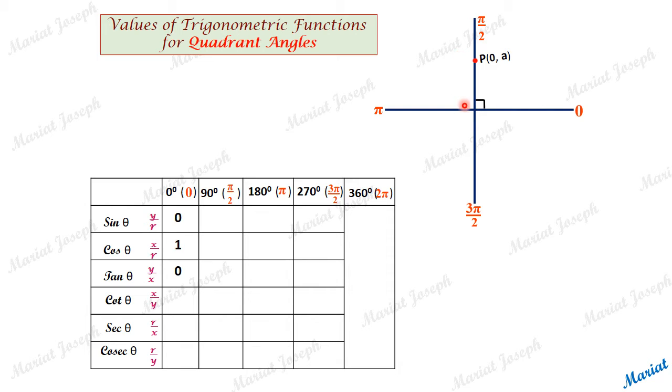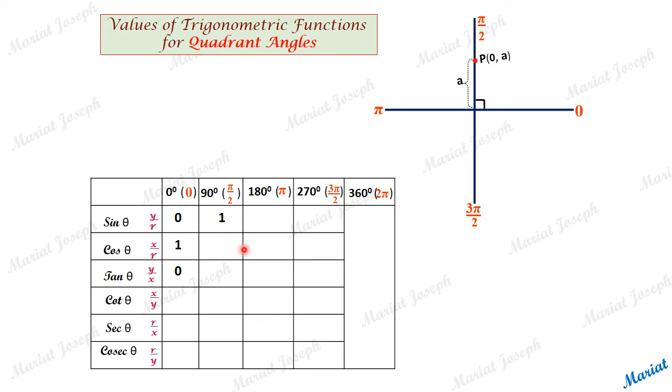Any point on the positive direction of the y-axis will look like (0, a). Having its distance from the origin a units, the y-coordinate will be the height. So the direct distance is a, which will act as r in these definitions. So sine 90, sine pi by 2 is y upon r, that is a upon a, 1. Cos 90 degree, cos pi by 2 radian is x upon r, 0 upon a.